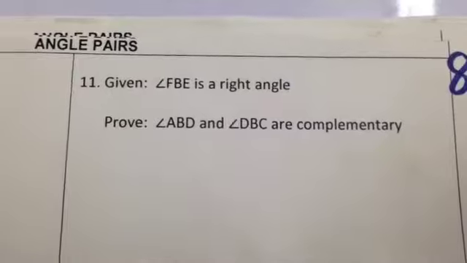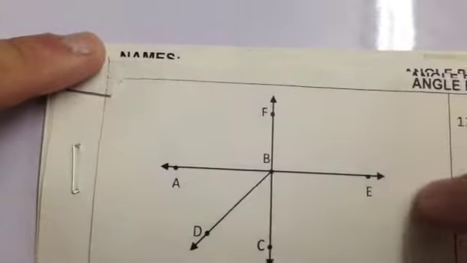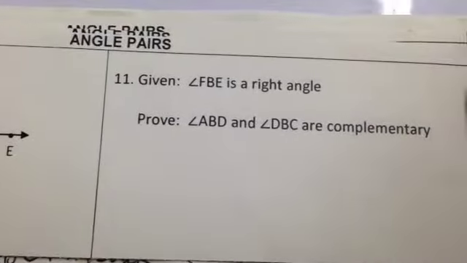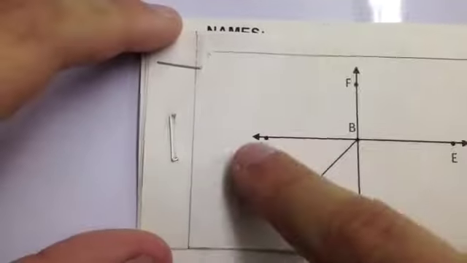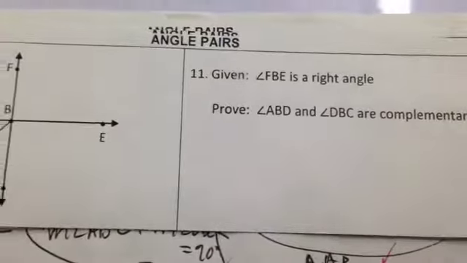Our problem. Our given says FBE is a right angle. So this FBE is a right angle. And we have to prove that ABD and DBC are complementary.